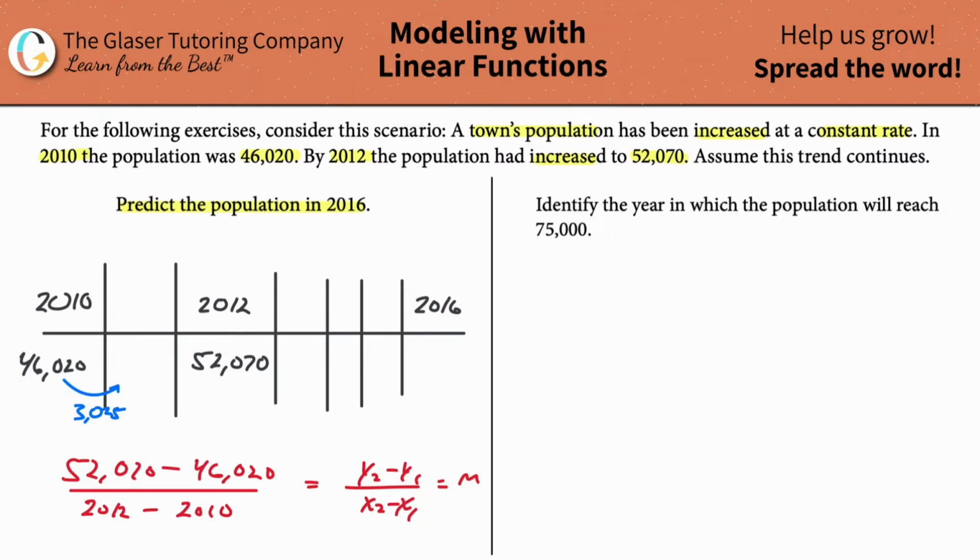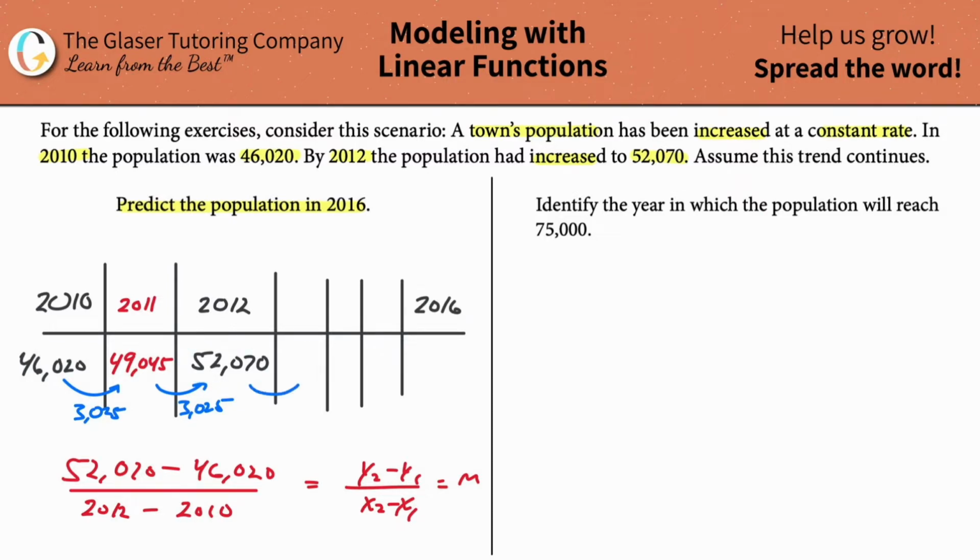So now we can fill in a couple of things. What's the population in 2011? Well, the population is going to be 46,020 plus that increase, 3,025. So we get a population of 49,045. And then it's going to increase by another 3,025. So take the 49,045 and add the 3,025 to it. Oh, wait a minute, that's already what we have. That should make sense. Hopefully that's the case.